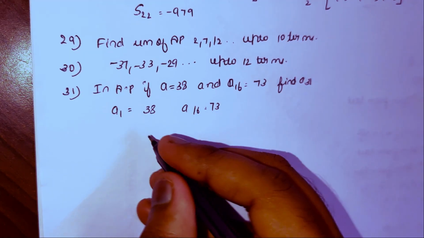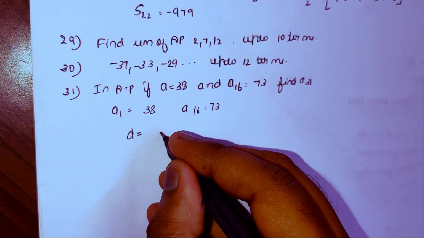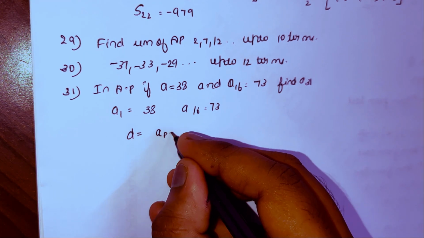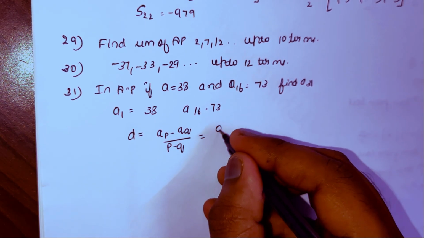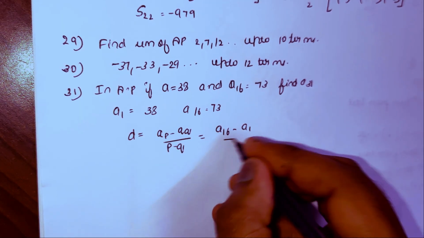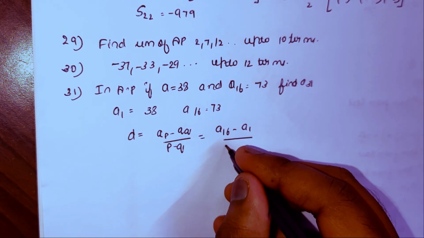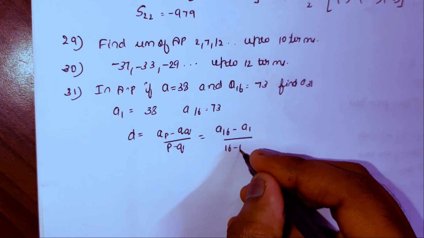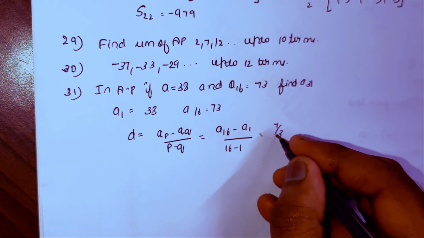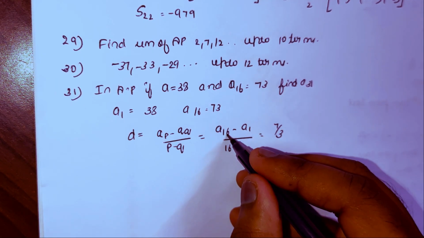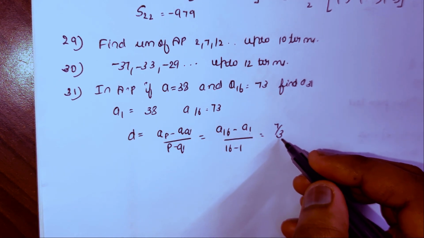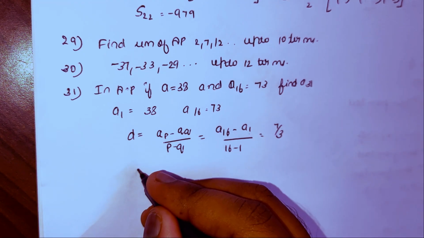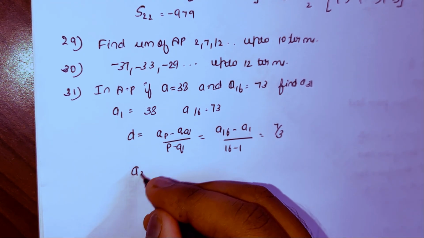So we know the formula to find the common difference, that is (AP minus AQ) divided by (P minus Q). Here it becomes (A16 minus A1) divided by (16 minus 1). Substitute the value of A16 as 73, A1 as 38. You'll get the common difference, that is 7 by 3. Apply that and find the value of A31.